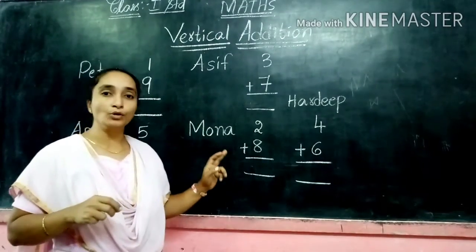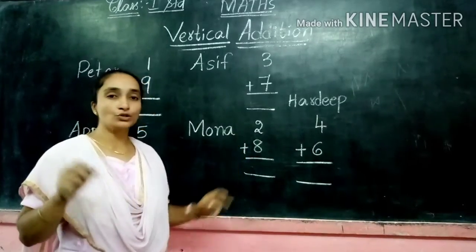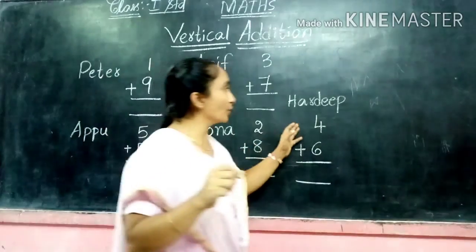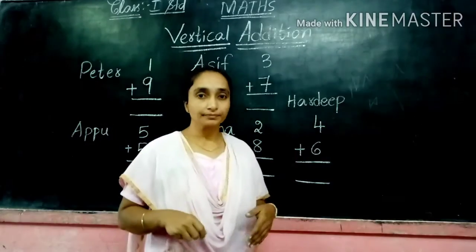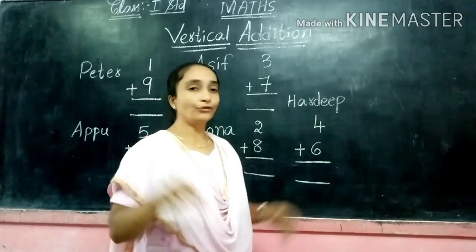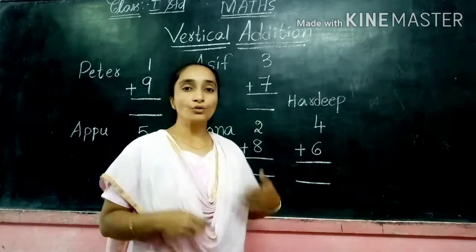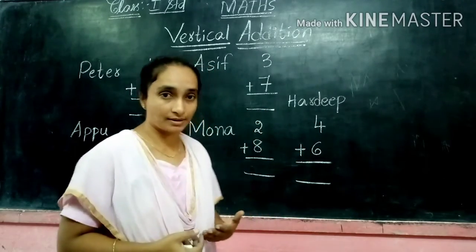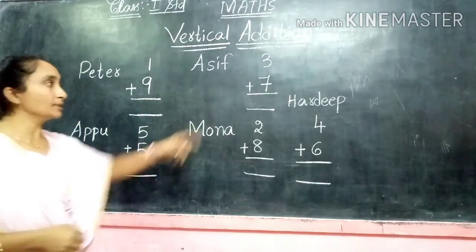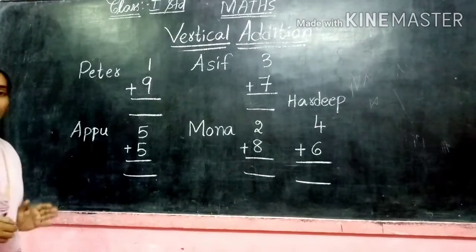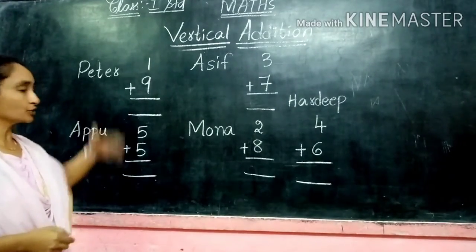And a little girl, Mona. Mona is having 2 in one hand and the 8 in another hand. And the last boy, that is Hardeep. This boy is holding the 4 in one hand and 6 in another hand. So we have to add these numbers. So here they have given the symbol plus, plus, plus. So we have to do this. All these are in vertical addition. So let us do it, children.